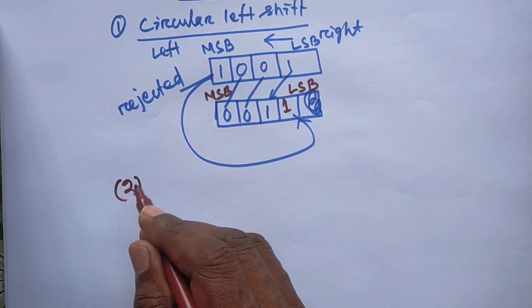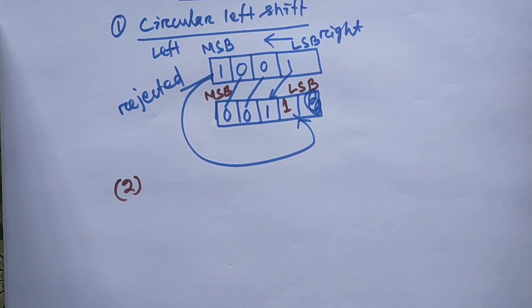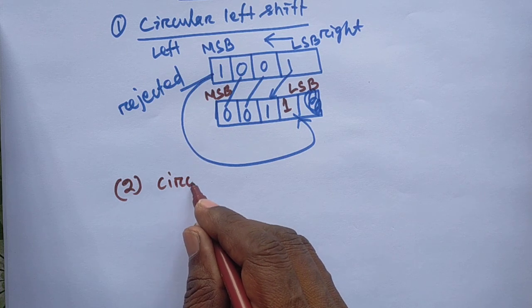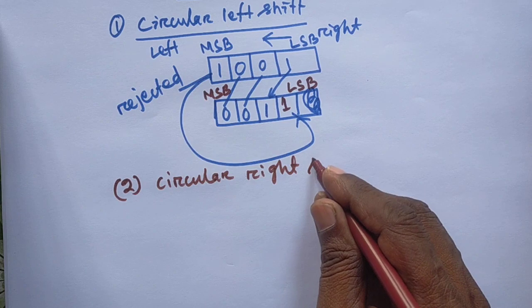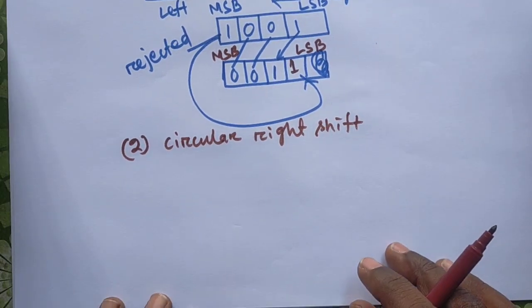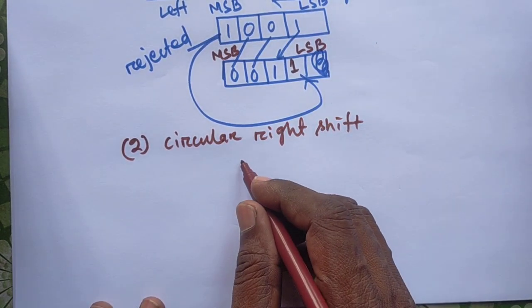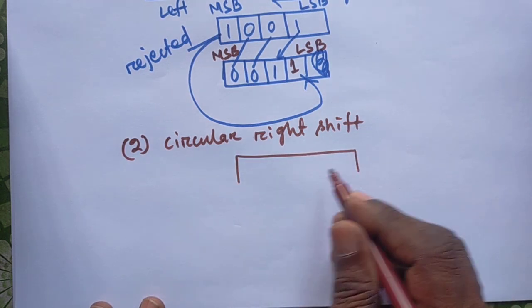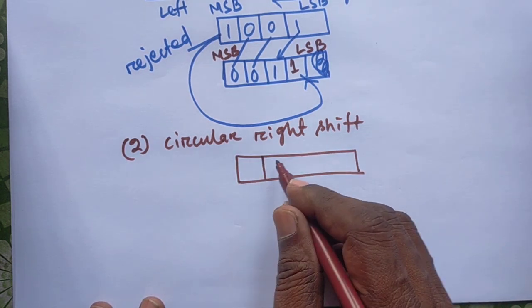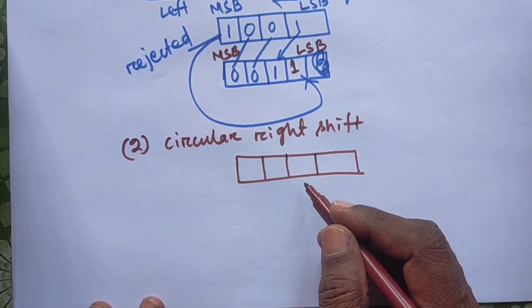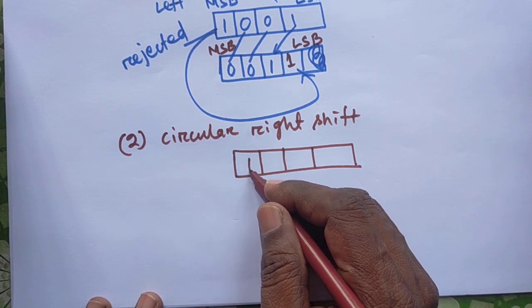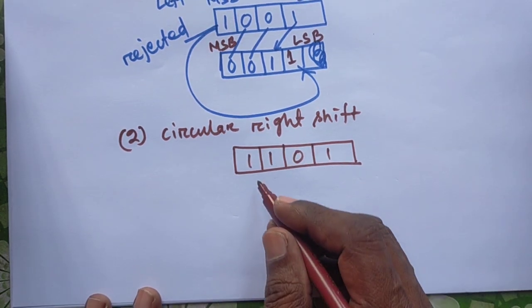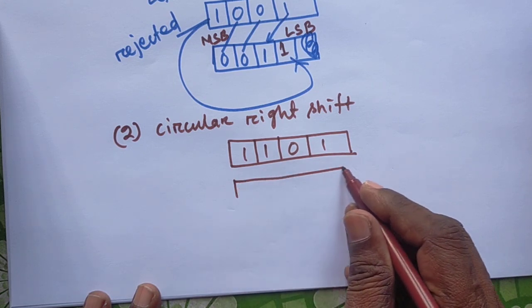Another part is the circular right shift. Just reverse. Similarly, let's take a very simple example. A 4-bit number, it doesn't matter, and any data you can take. Suppose here is 1101. Any data, as you like.